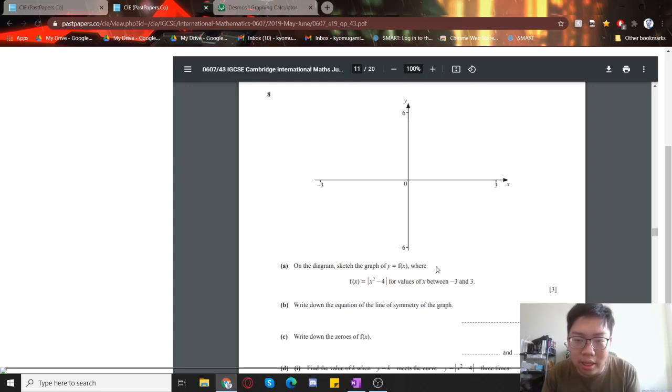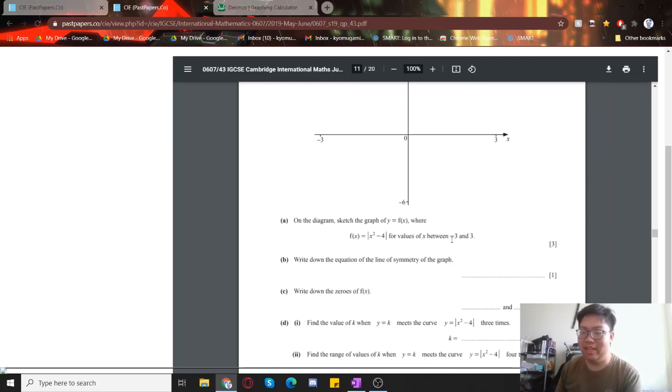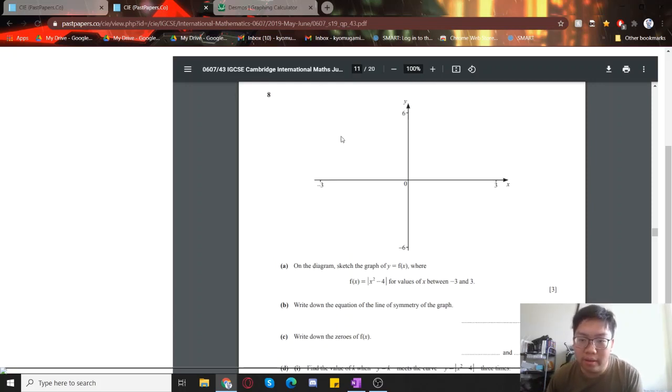Ooh, quadratics. I love these. They're so easy. Every time I got a quadratic question, I destroyed it. Sketch the graph of y equals f of x. Yeah, okay. Modulus. So this is very easy. So this would mean that the x squared graph is shifted down by 4. Yeah, it's not that hard.